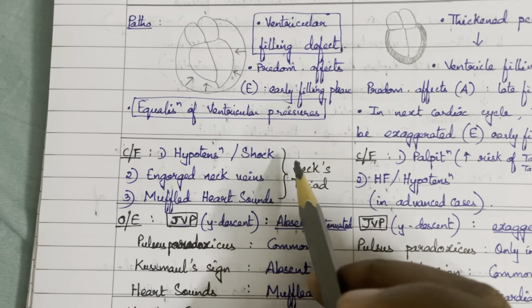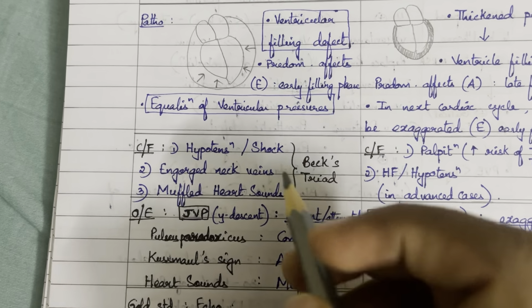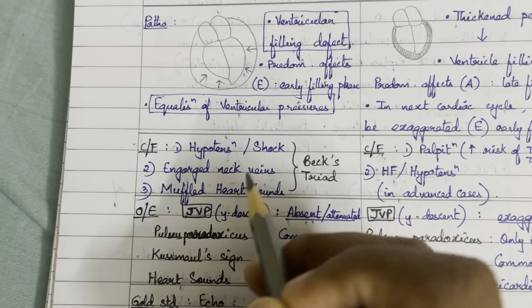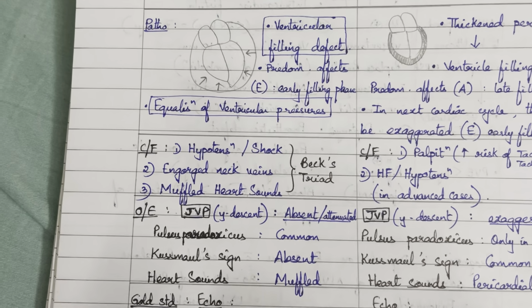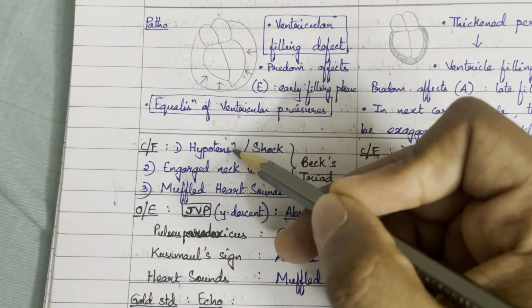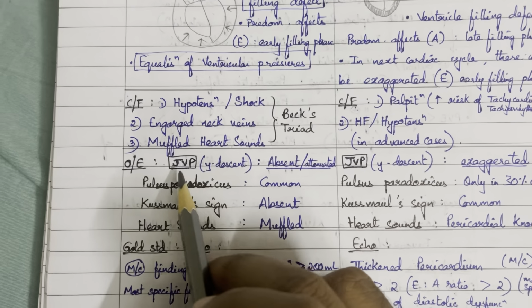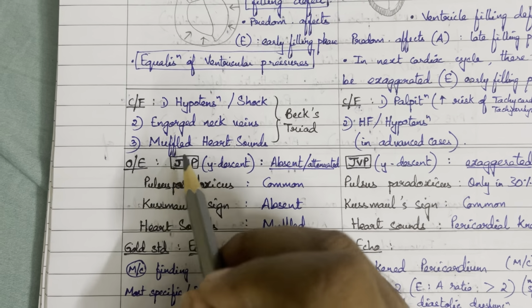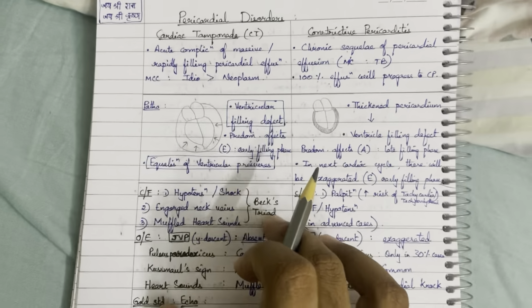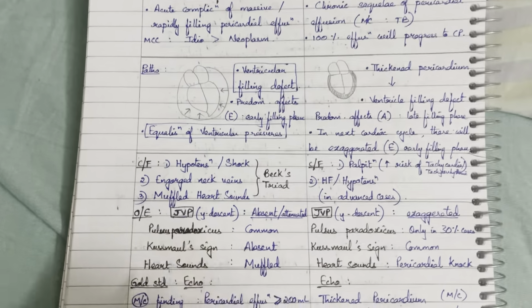Okay, so clinical features, you'll have Beck's triad. So you'll have hypotension, enlarged neck veins, and muffled heart sounds. Okay, hypotension, increased JVP, so elevated JVP, so pressure increases. Hypotension, BP decreases, and then muffled heart sounds. So on examination, Y descent is absent in JVP, that is important here in cardiac tamponade, and Y descent is exaggerated in constrictive pericarditis.